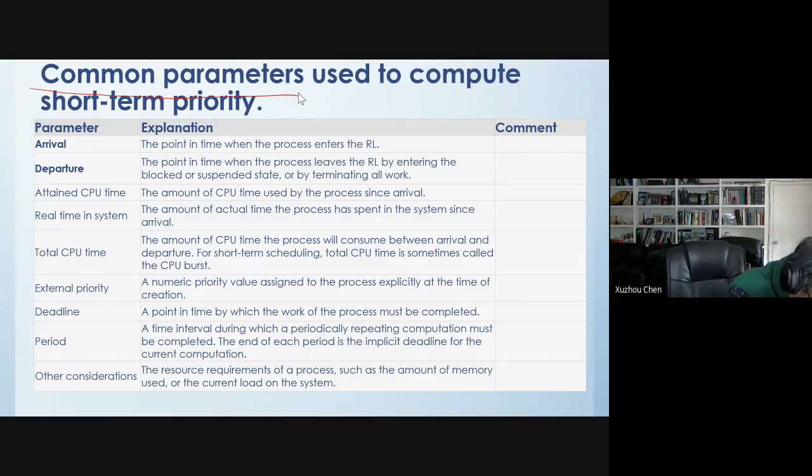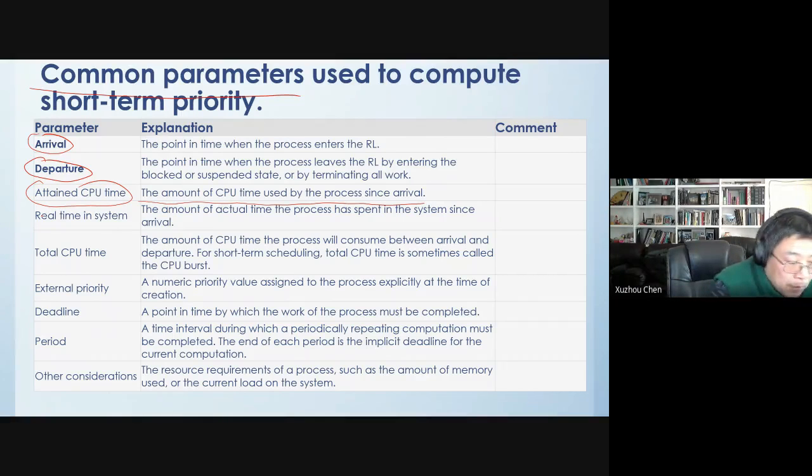These parameters include arrival time and departure time. Departure time is the point in time when the process leaves the ready list by entering the blocked or suspended state, and arrival time is basically the point in time when the process entered the ready list. Also the attained CPU time, the amount of CPU time used by the process since arrival, and the real time in the system, the amount of actual time the process has spent in the system since arrival.